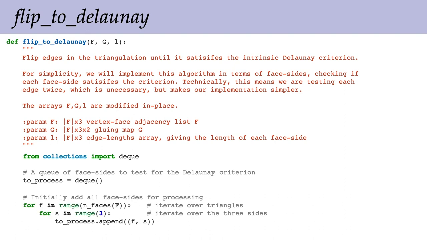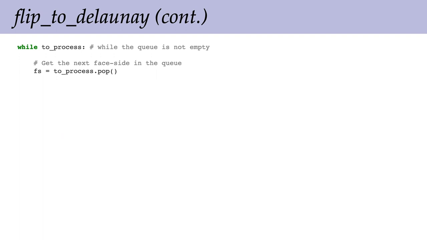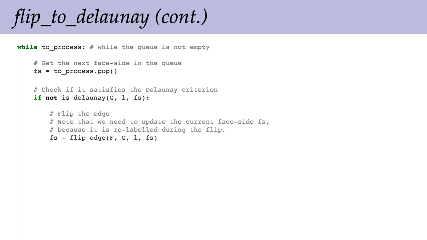And we'll start out by just walking through all of the faces and all of the face sides in our mesh and adding them all onto this queue to be checked for being Delaunay. Then our algorithm will proceed: as long as there are any face sides or any edges left in this queue that need to be checked, we'll get one of the edges. We'll check if it satisfies the Delaunay criterion using the isDelaunay function that we wrote. If it does satisfy the Delaunay criterion, there's nothing we need to do. But if it doesn't, we'll invoke our flip edge routine, and flipping a non-Delaunay edge always makes it Delaunay.